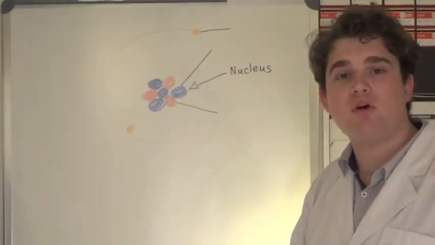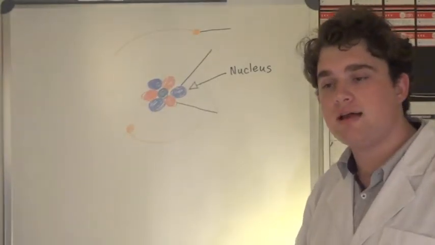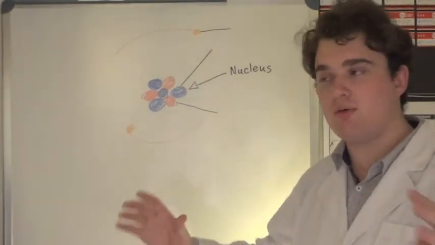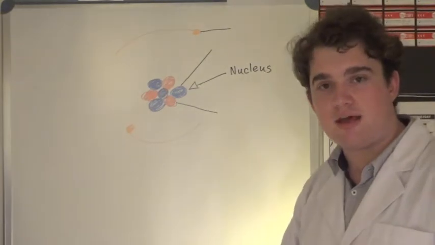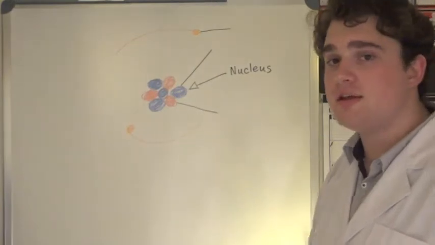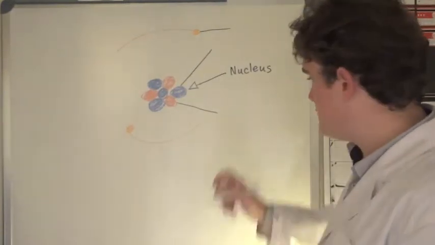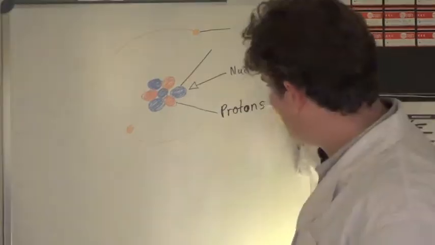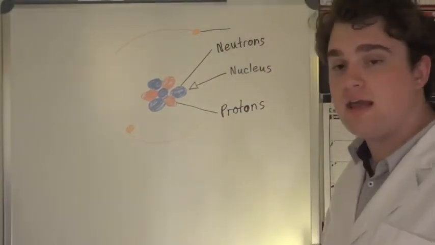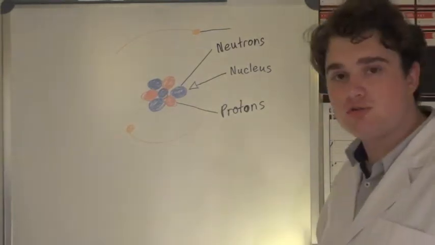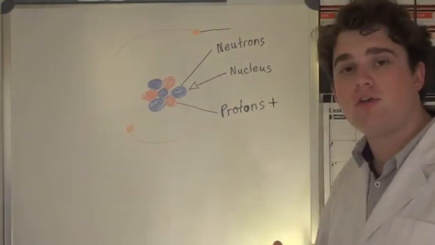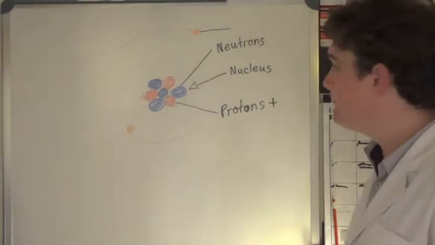The nucleus is the most massive part of the atom. And when I say that, I do not mean that it is the most huge, the most spacious part of the atom. I actually mean that it is the heaviest part of the atom. The nucleus is made up of two other types of particle, called protons, represented here in red, and neutrons, represented here in blue. Protons are positively charged, and neutrons have no charge on them whatsoever.